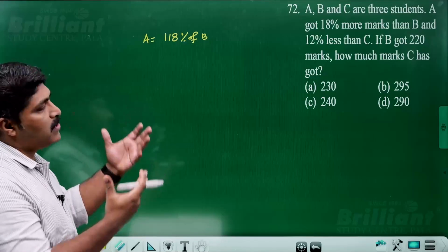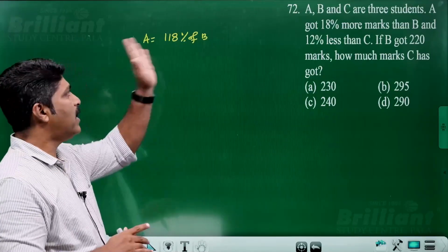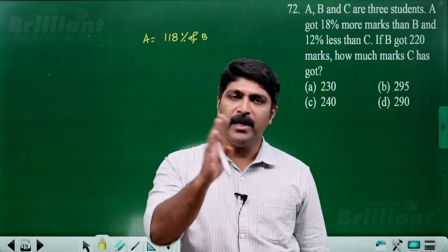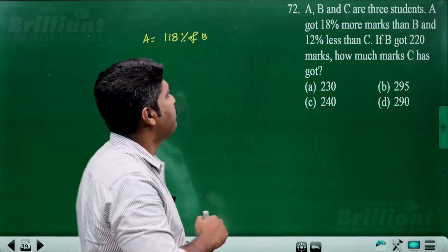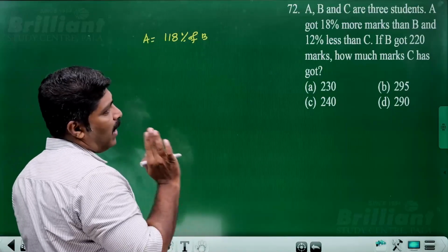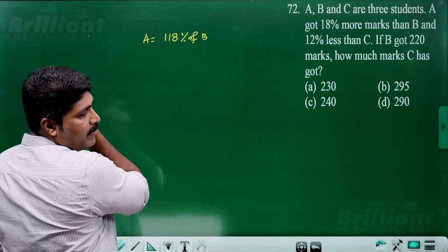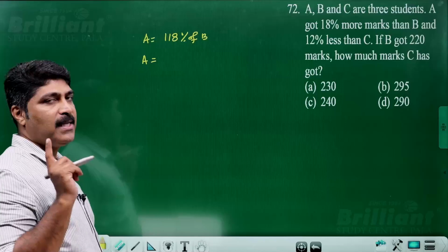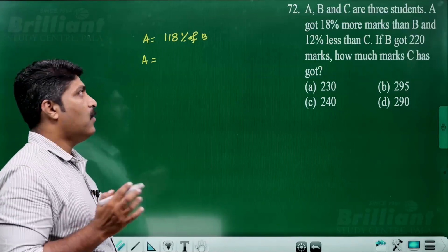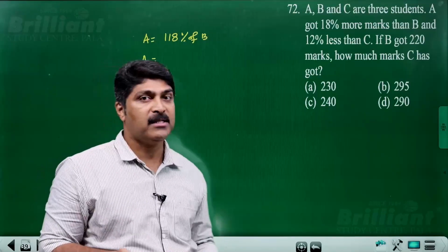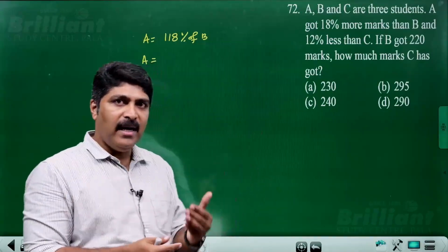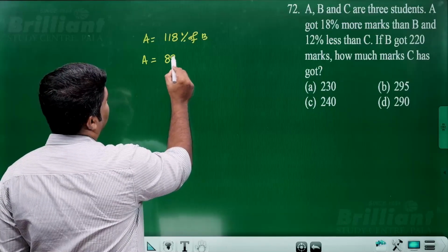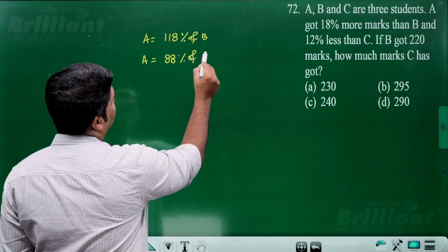A scored 18% more than B means just add 18 to 100. That will become 118. So we can write it like this. The same A is 12% less than C. How can we write it? When 18% more, we express that as 100 plus 18. Here it is 12% less, you have to subtract it from 100. So when we subtract it from 100, this is 88% of C.